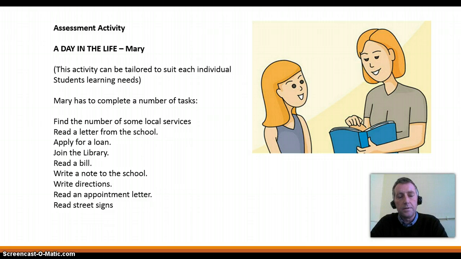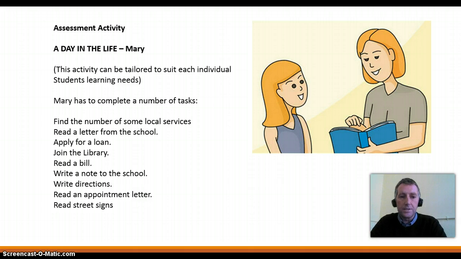In this case, it doesn't have to be this, but we chose to do a day in the life of a fictional person called Mary. And this activity can be tailored to suit each individual student's learning needs. So some students might want to be able to write a note to their school. Some students might want to be able to read a letter from the Dole office. So depending on what your student's needs are, you can tailor the assessment activity to suit that student.